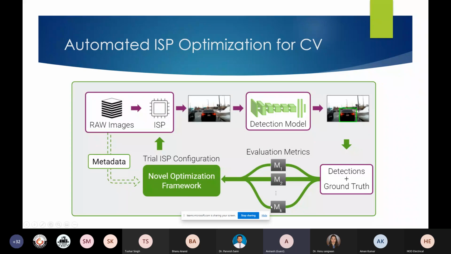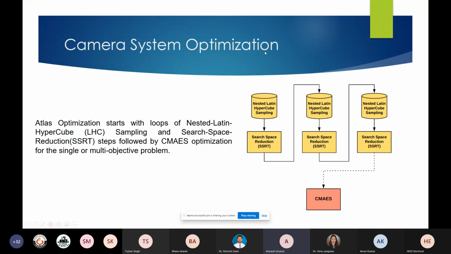Some of them can be IQ metrics for human vision. Some of them can be directly measured on the output of that detection model. And we iterate over this whole process multiple times to find out the proper parameter values of the ISP. The optimization algorithm itself is generally composed of multiple different algorithms. At first, it goes through multiple loops of latent hypercube subsampling and surface reduction. And at the end, CMAES-based optimization is done to do single or multi-objective optimization.